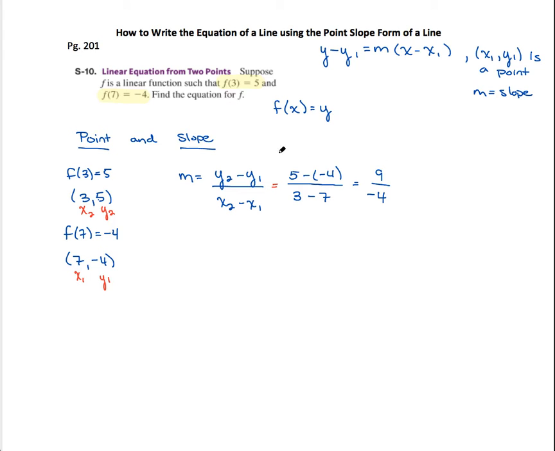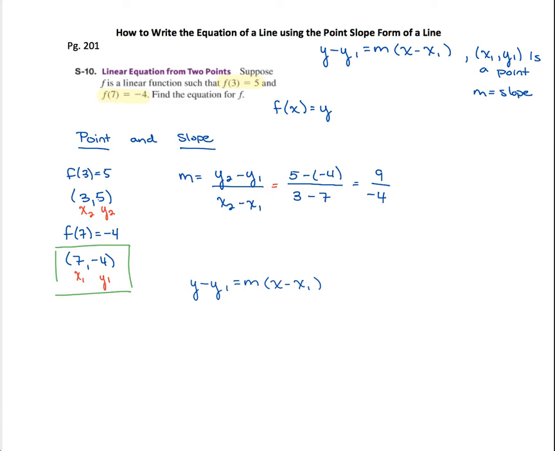Now that we have the slope, to use the point-slope form, all I need is the slope and 1 point. Notice that we have 2 points on the line, but you only need 1, so you can pick. You can either substitute 3 comma 5 into this equation, or you can substitute 7 comma negative 4. Since I already notated this point as x sub 1 and y sub 1, I'm going to just use this point and substitute it into the point-slope form. Let me recopy this down below, and let's do our substitution. Again, our goal is to write the equation of the line.